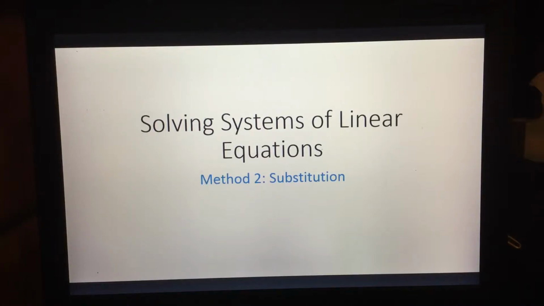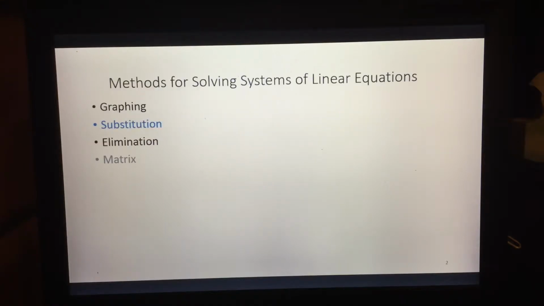This is a tutorial on the substitution method for solving systems of linear equations. In this class, you're responsible for three methods: graphing, substitution, and elimination. The fourth method, the matrix method, is an option for independent research for your end-of-the-year project. You've already learned graphing in a previous tutorial. Substitution and elimination are the two algebraic methods, and again, you'll learn substitution here.